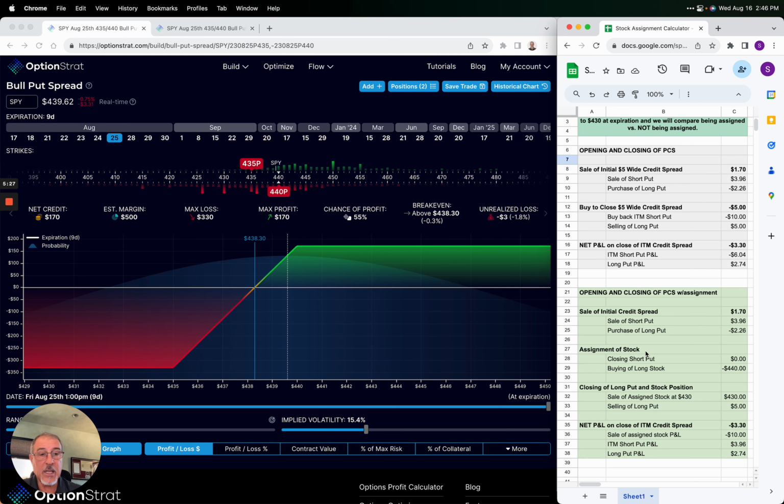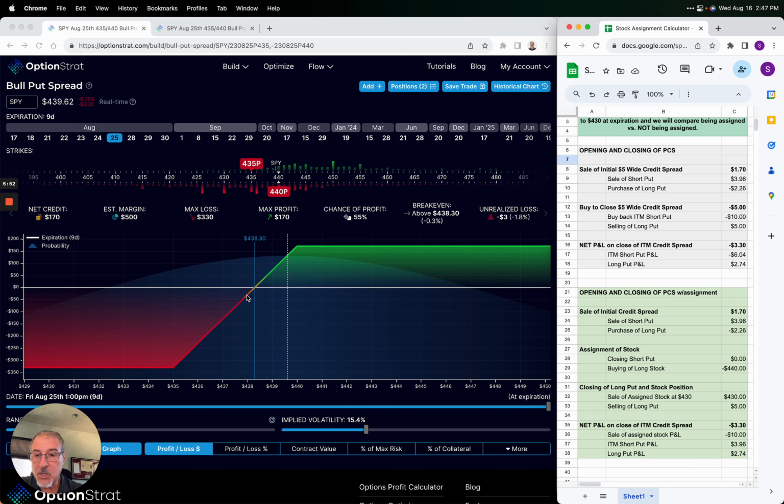We're going to get assigned stock. So the sale of this short put that we sold for $3.96, that's going to close out at 0. We're going to get full value for that, but we're going to have stock tossed at us to the tune of $440. We're going to have to pay out $440 for that.